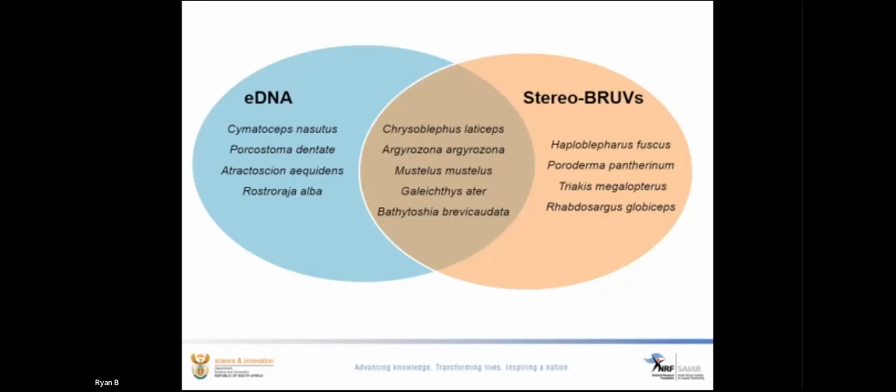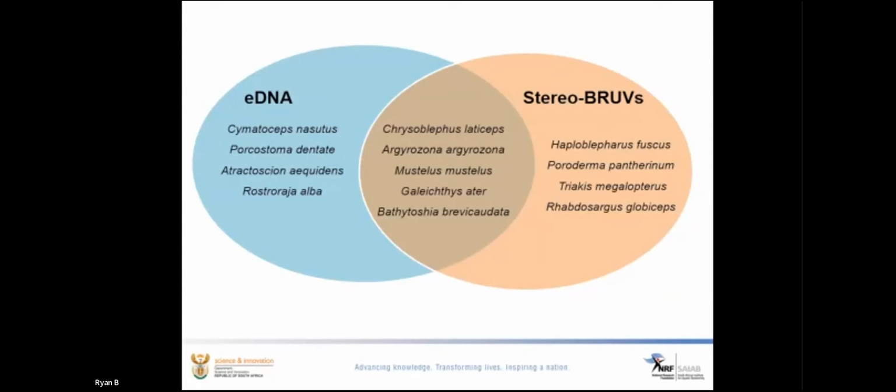Still looking at the composition between the two methodologies, some species such as the black musselcracker and Dane seabream were detected using environmental DNA and were not seen in stereo-BRUV videos. Some species were identified in stereo-BRUV videos and were not detected by eDNA, and these included the brown shyshark and leopard catshark. Species including red roman, carpenter, and smooth-hound shark were detected by both methods.